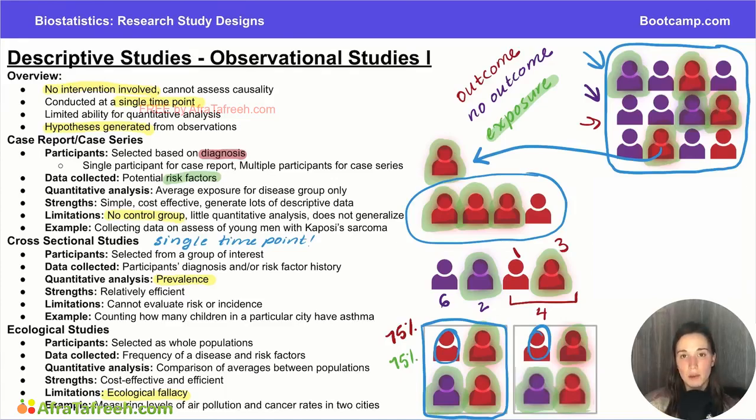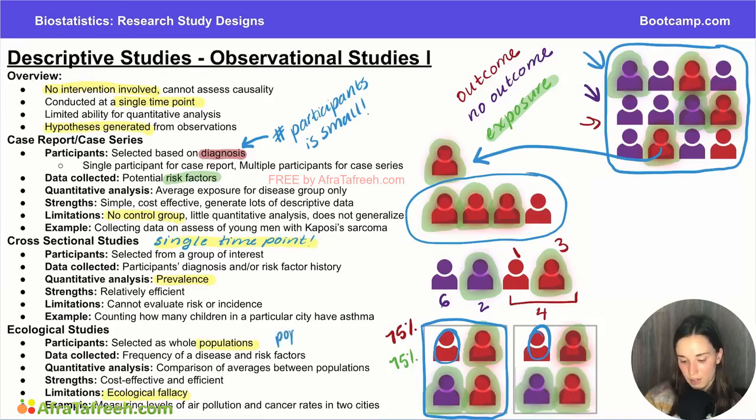I want to finish this video by highlighting what I think are some of the most distinctive components of each of these studies, so you can easily identify them from a question stem on test day. So for a case report or a case series, you can usually identify these based on the very small number of participants. And I've already pointed out that if a research study occurs only at a single time point, that's often a clue that it's a cross-sectional study. And finally, if a research study is collecting data on entire populations and not individuals, that's likely going to be an ecological study.